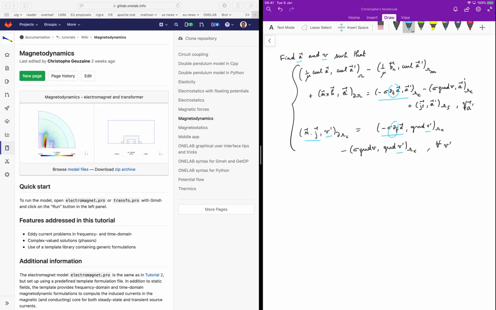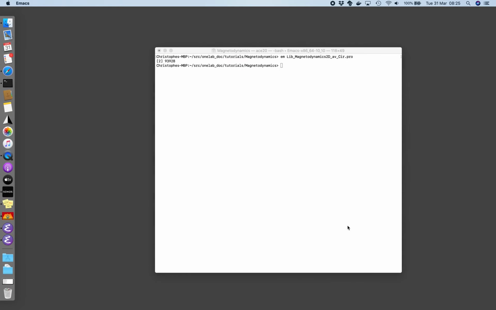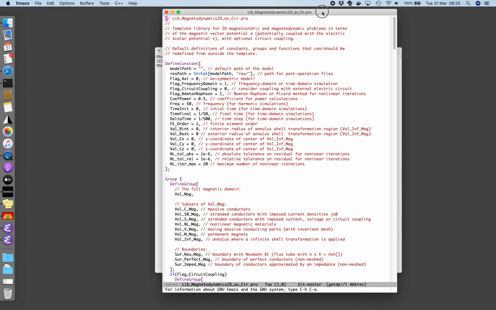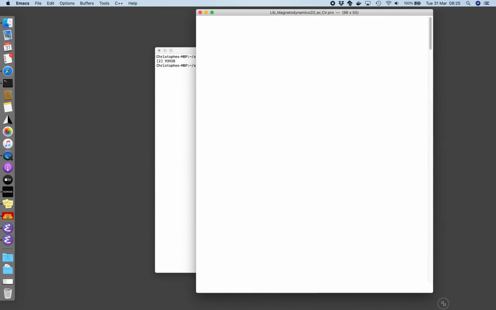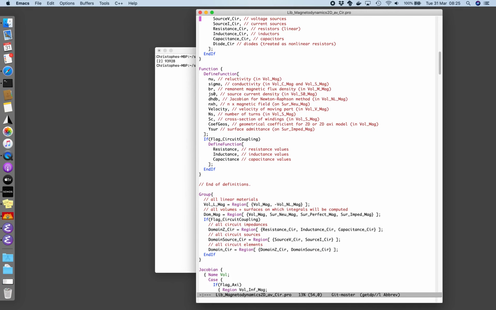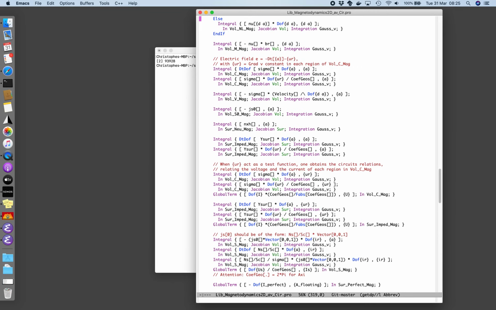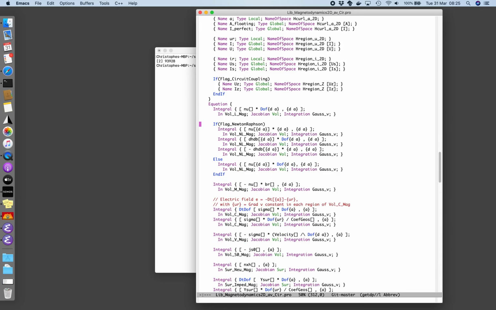So let's have a look at what we had in practice last week. We had this weak form that looks a bit complicated, and what we looked at last week was the implementation of that in this template library file. In this template, if you remember, what we did was to look line by line at all the terms that we have in the formulation.